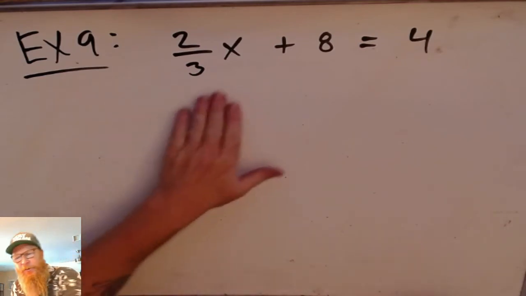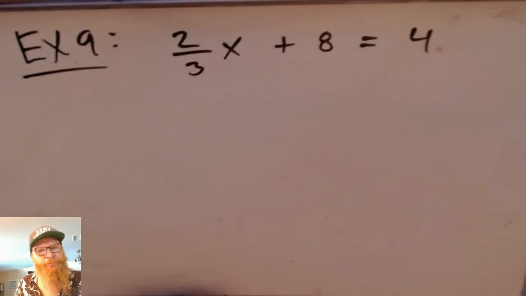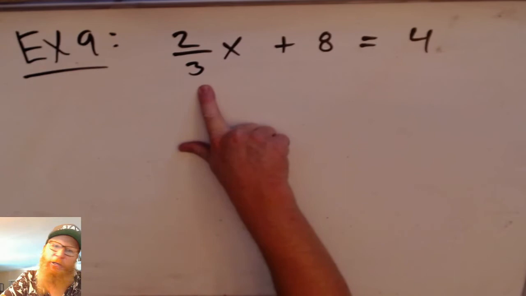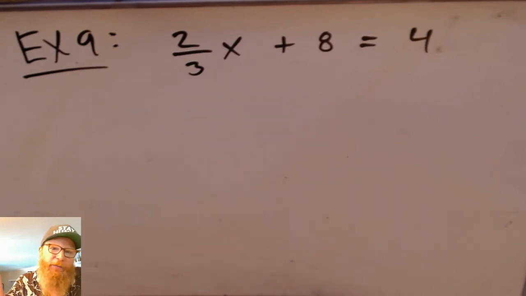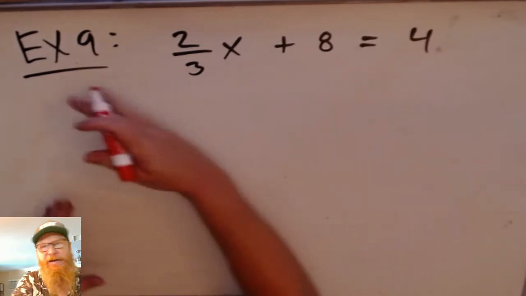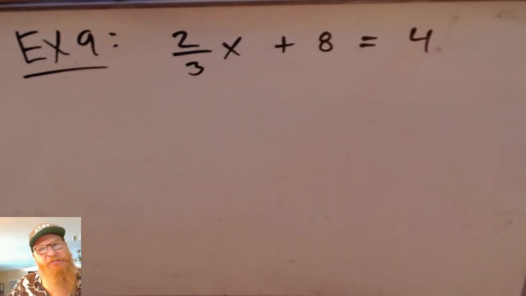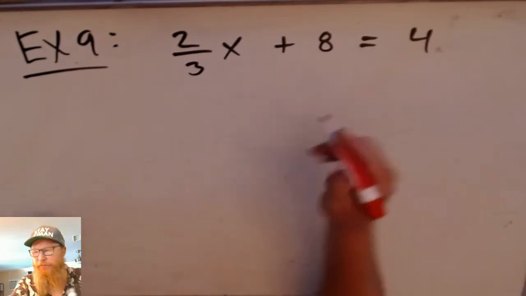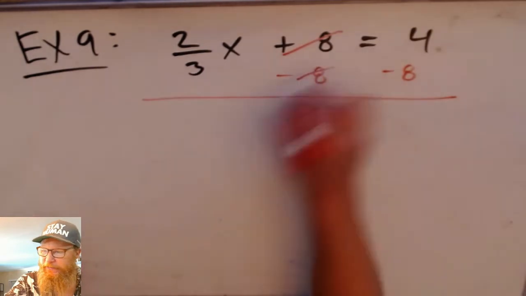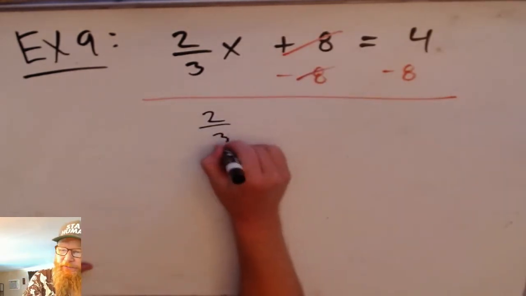Okay, this one only has one fraction. One fraction, 2/3. So I'm going with the deal with it method. The deal with it method. I'm only going to have to deal with it one time. So let's just go for it. I don't have to multiply by the LCD. It's not necessary, because there's only one fraction. So I'm going to subtract 8 from both sides.